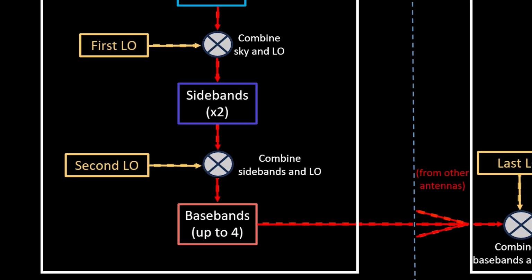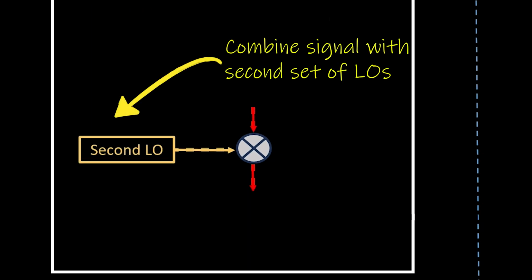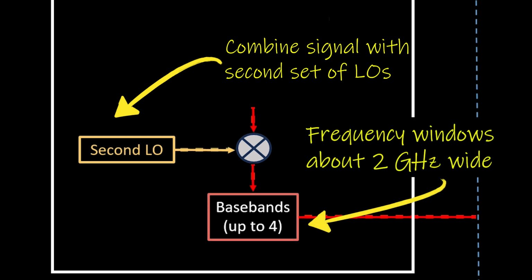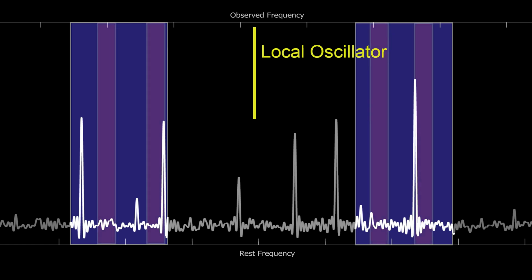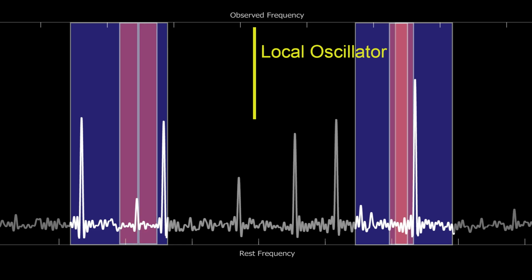Once we have our sidebands, we combine them with the signal from the second set of local oscillators to create basebands. For ALMA, basebands are frequency windows about 2 GHz wide within our sidebands, and they are an intermediate step in our signal processing procedure. ALMA uses 4 LOs to create basebands, so we can create up to 4 basebands per observation, located anywhere within the sidebands.